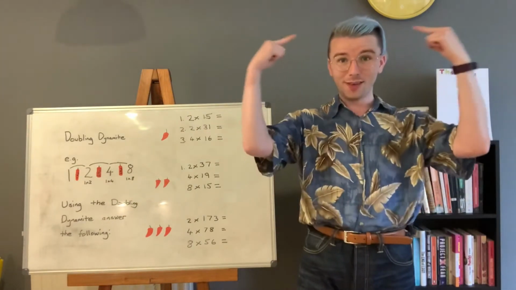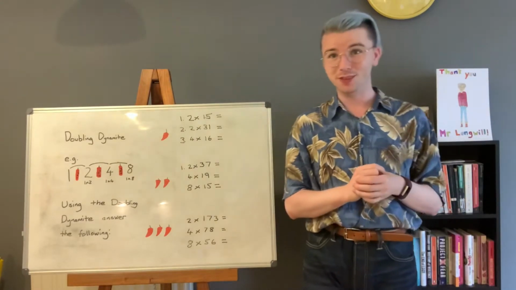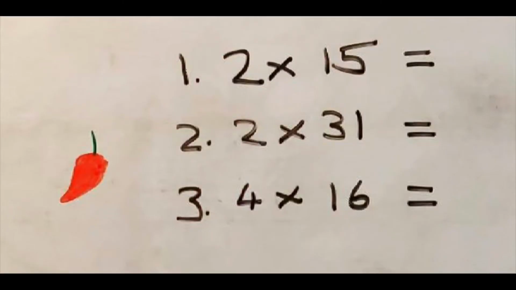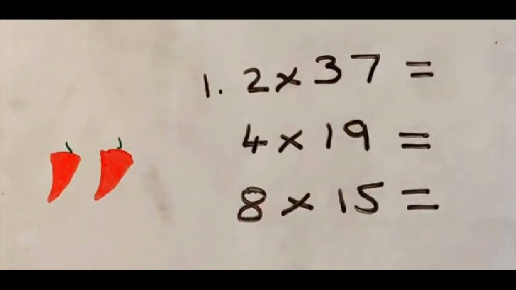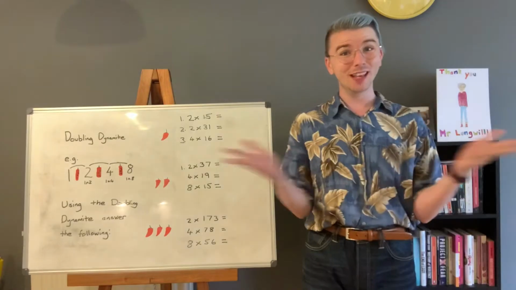Now, with this strategy, I want you to figure out the following problems. In our mild problem, I would like you to figure out what 2 times 15, 2 times 31, and 4 times 16 are. In our medium problem, I would like you to figure out what 2 times 37, 4 times 19, and 8 times 15 are. And in our hot problem, I would like you to figure out what 2 times 173, 4 times 78, and 8 times 56 are. And that's it.